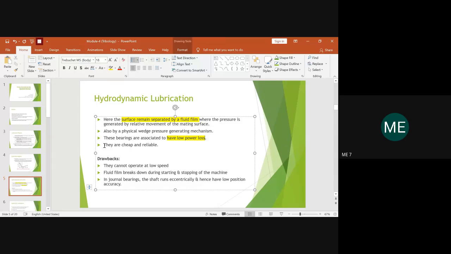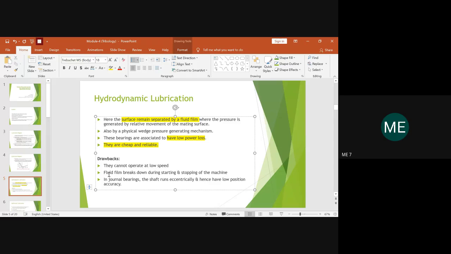And one more important feature: it is very economical. Why? It is cheap and reliable. You can rely on this type of journal bearing for a longer extent. Even though it has so many plus points, we are in need of hydrostatic lubrication. Why? Because it has some associated drawbacks. Hydrodynamic lubrication always operates under high speed, so it cannot operate at lower speed. This is one of the drawbacks.